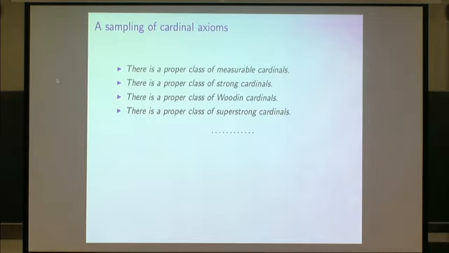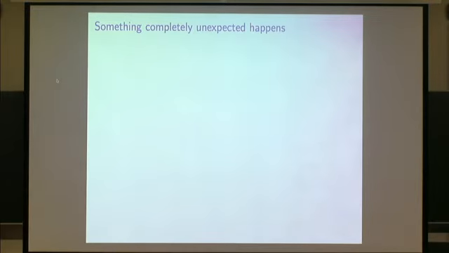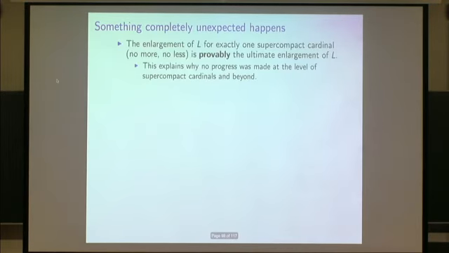All right, so let's go back to our large cardinals again, the sampling. We had a proper class of measurable cardinals, strong cardinals, Woodin cardinals, super strong, then supercompact, extendable, huge, and omega huge. Again, these are just mileposts in the current hierarchy. Something completely unexpected happens. The enlargement of L for exactly one supercompact cardinal, no more and no less, is provably the ultimate enlargement of L. The Scott phenomena ends.